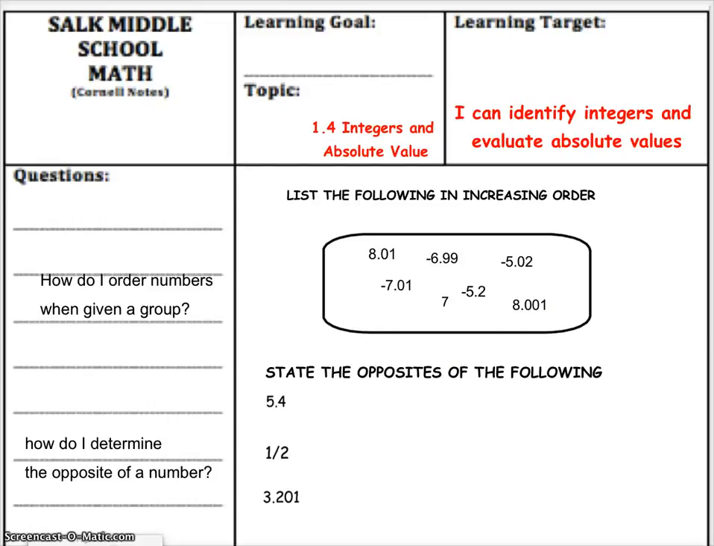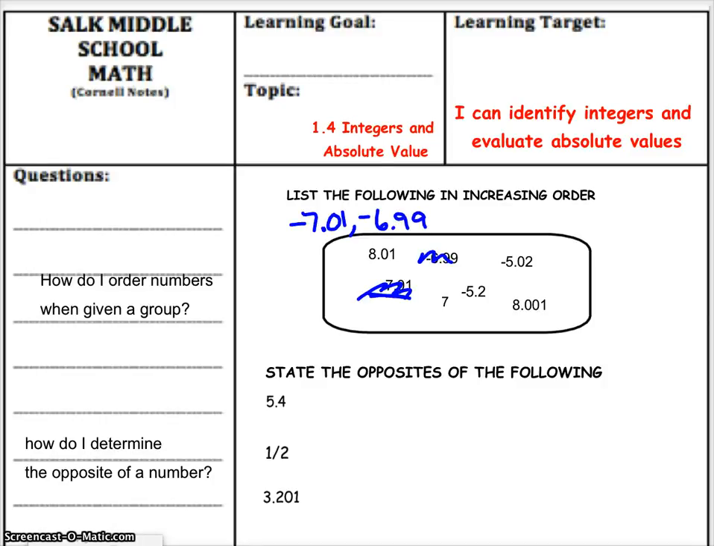Okay, we are going to list these numbers in order from smallest to biggest, least to greatest. Remember that the bigger the negative, the smaller it is. So which one has the most negatives? I have a negative 7.01, negative 6.99, negative 5. Negative 7.01 is the most negative, so that would go first. What's my next biggest negative? Negative 6.99 will go second.